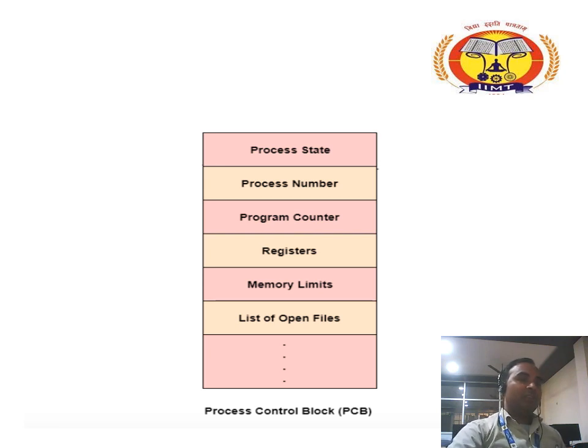Now the list of open files. What do you mean by list of open files? There will be some accounting information, some security information. Those files will be kept under this section.